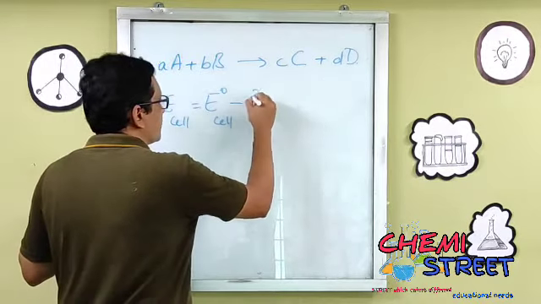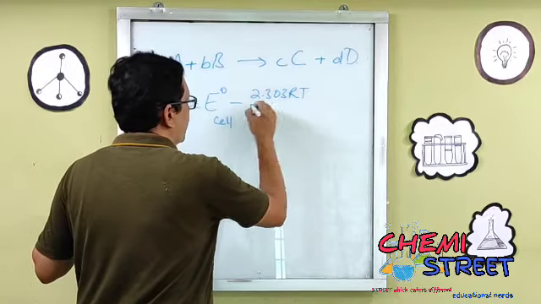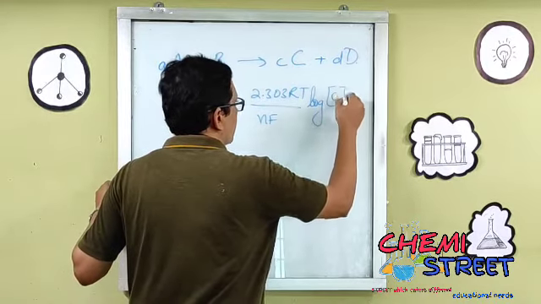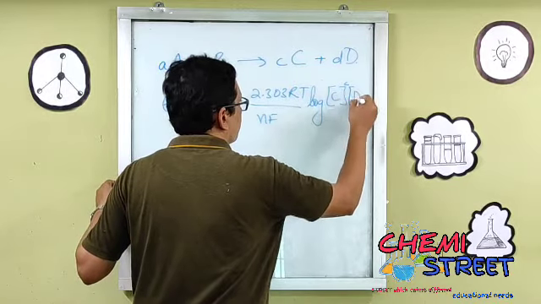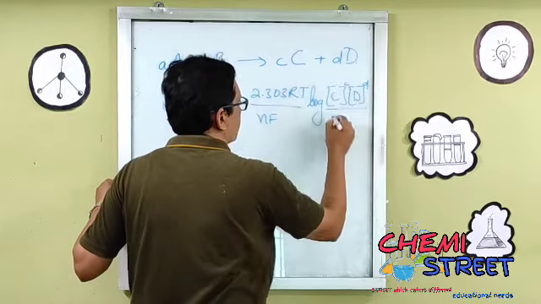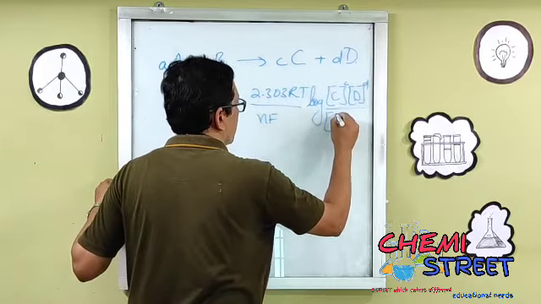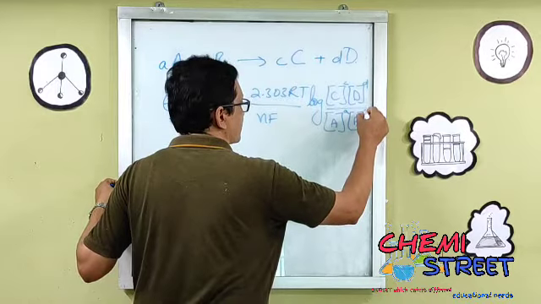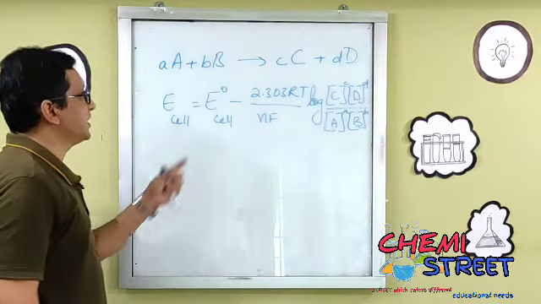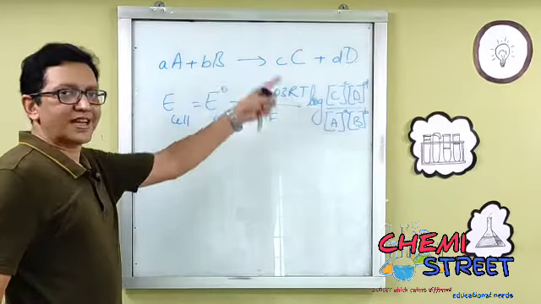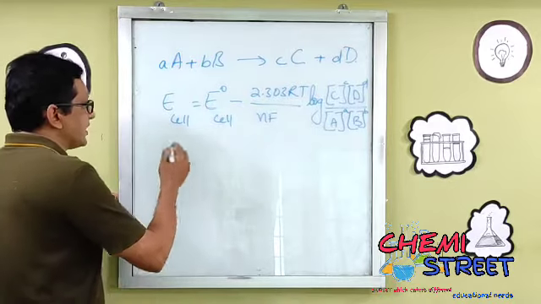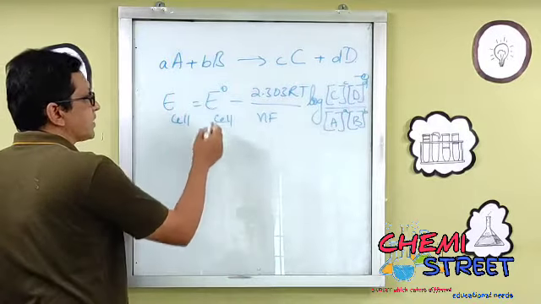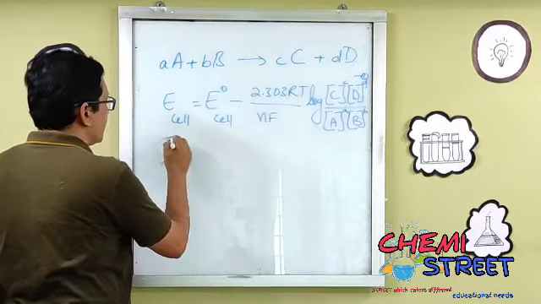E cell is equal to E0 cell minus 2.303 RT by nF log of the molar concentration of the products, C and D, by the molar concentration of the reactants, A and B. So this is the general expression of the Nernst equation for a general reaction. Let this be equation number 1.